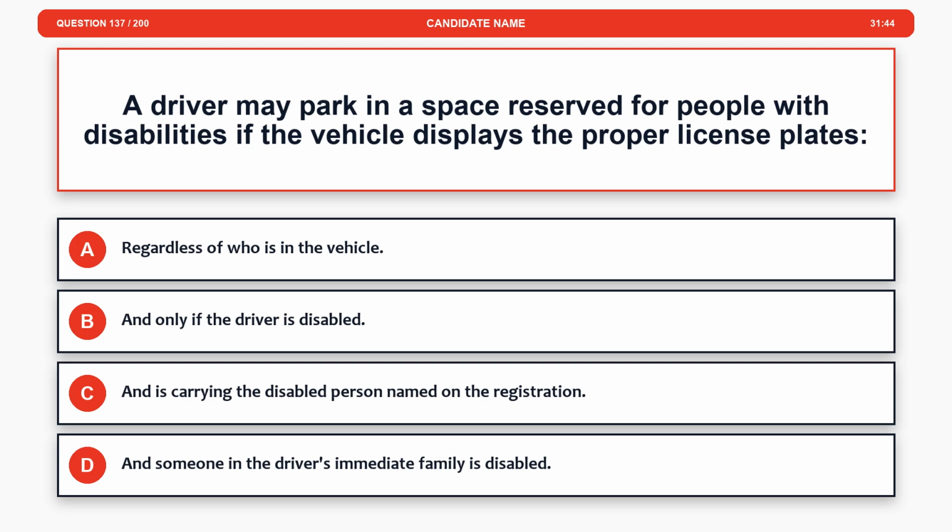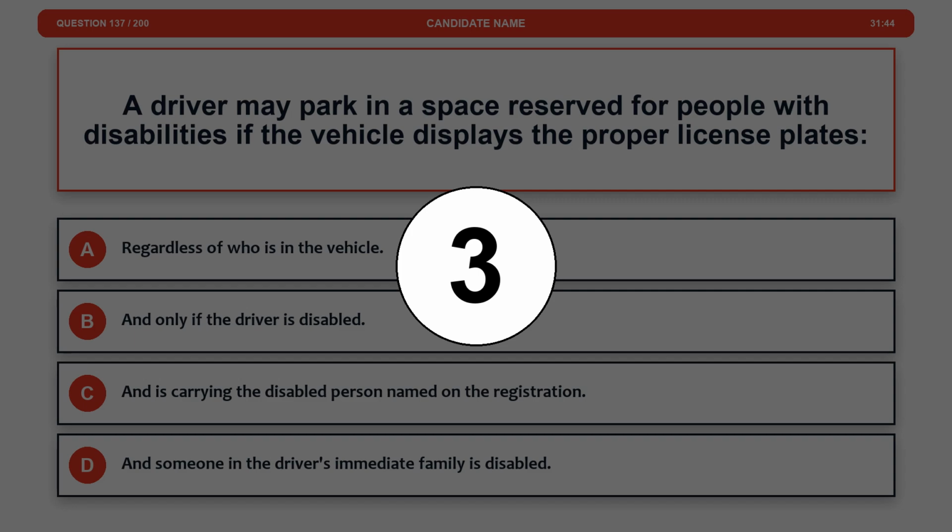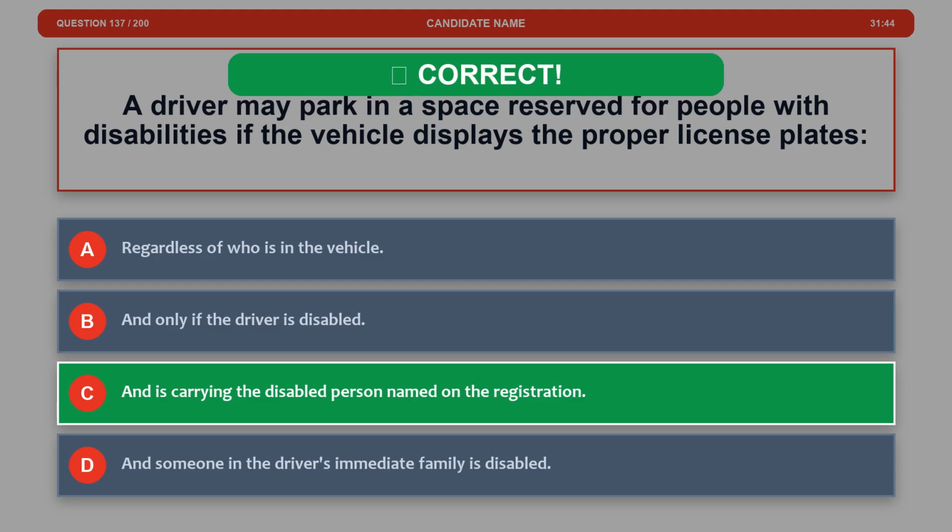Question 137. A driver may park in a space reserved for people with disabilities if the vehicle displays the proper license plates. Option A, regardless of who is in the vehicle. Option B, and only if the driver is disabled. Option C, and is carrying the disabled person named on the registration. Option D, and someone in the driver's immediate family is disabled. The correct answer is option C, and is carrying the disabled person named on the registration.